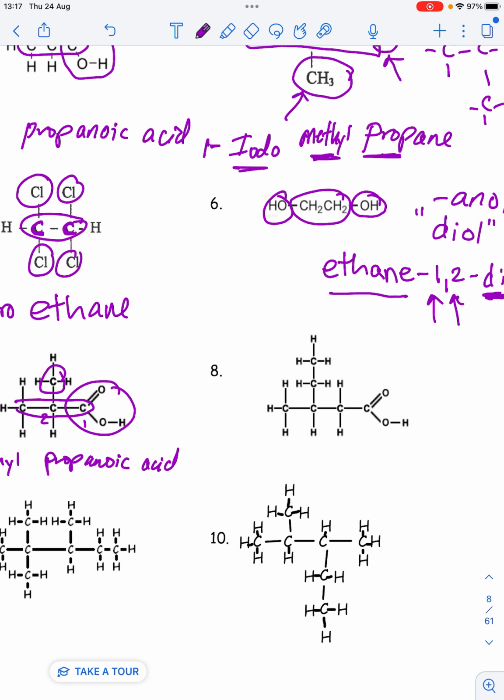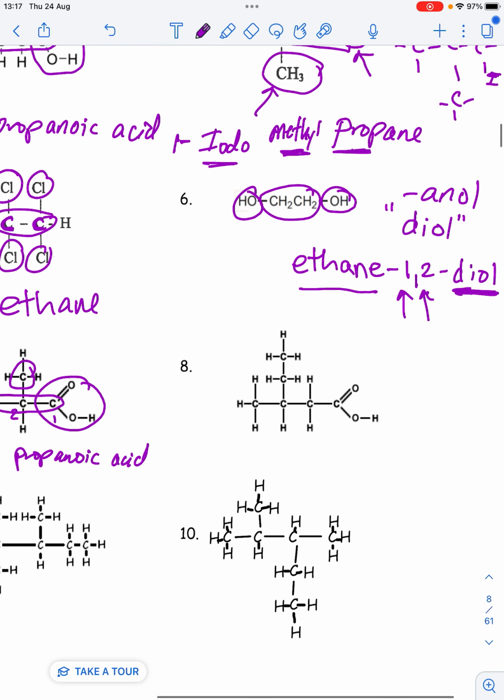Okay, 8 is a sneaky one. The longest chain is not necessarily left to right. Okay, so the longest chain is actually this. You get good at spotting it the more you practice, but the longest chain is actually pent. Will the IB do that? Of course they'll try to do that to you, potentially.